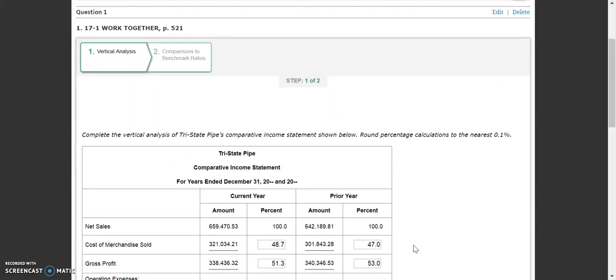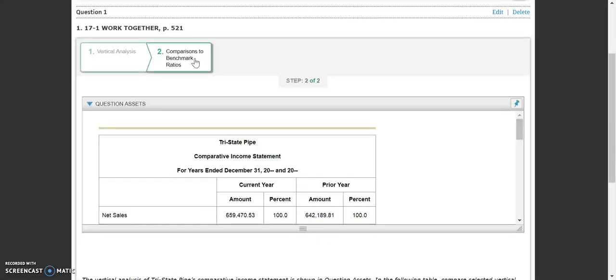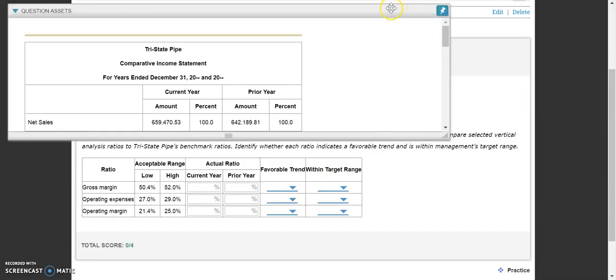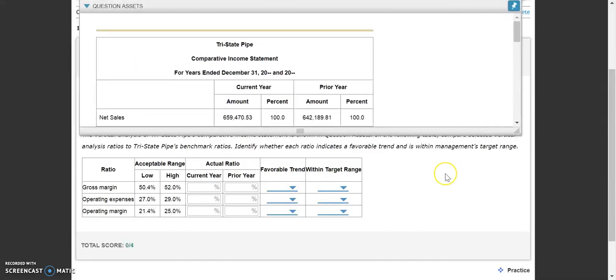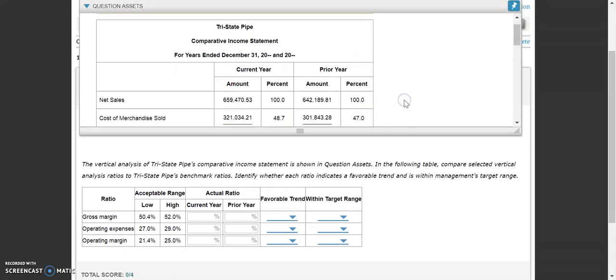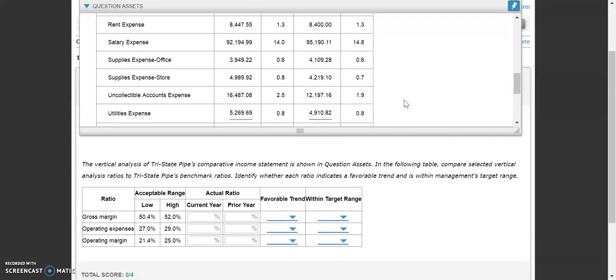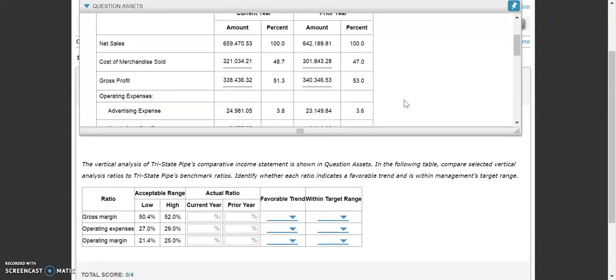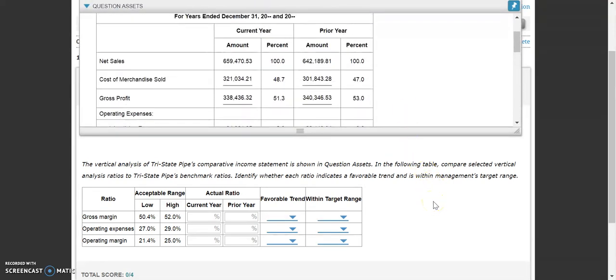Notice that we do have two steps here. So if you go ahead and click on step 2, we're going to get brought over to comparing our percentages to our benchmarks where we wanted to be here. So what we're going to do is we have our completed vertical analysis up here, just what we had on the other page, completed. And then we're going to take a look at this table and compare from one year to the other.